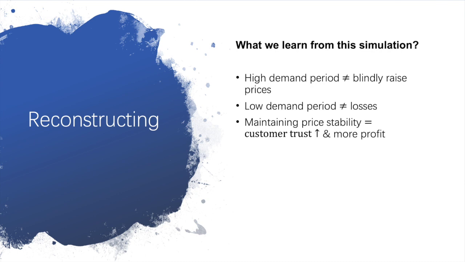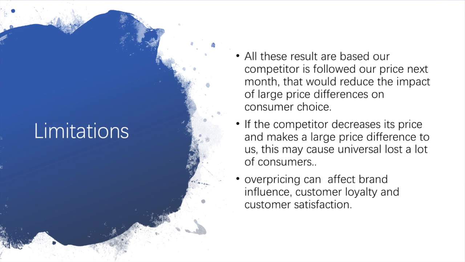Although the final data shows a good result, there are also some limitations. First, the plan is based on our competitor always following our prices, which will reduce the impact of huge price differences on consumer choice. If our competitors lower their prices, they will make a big difference for us, which may cause Universal to lose many consumers. Second, overpricing can also affect brand influence, customer loyalty, and customer satisfaction.